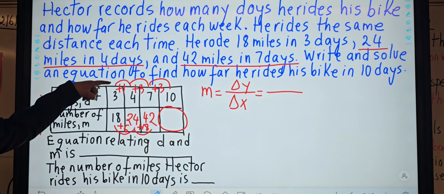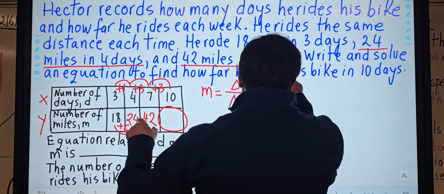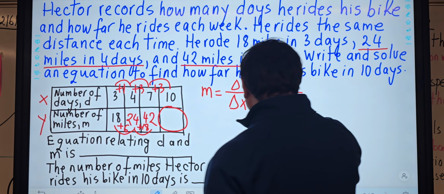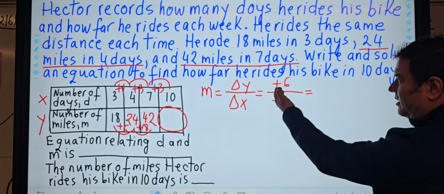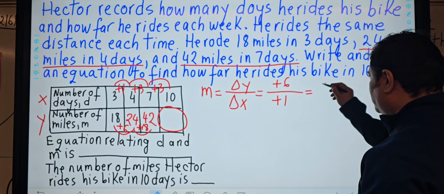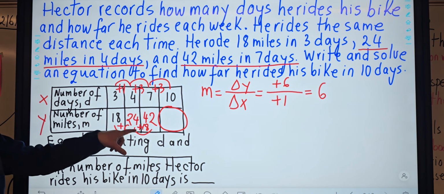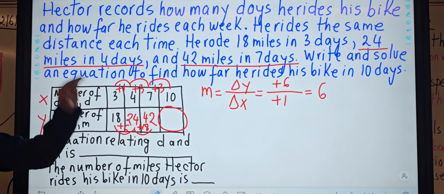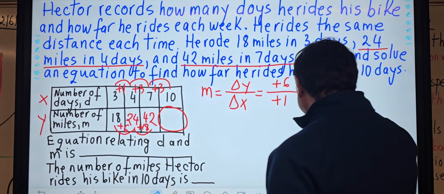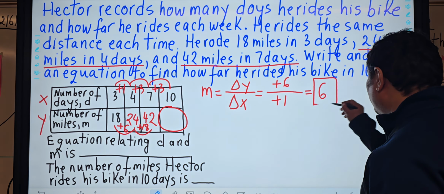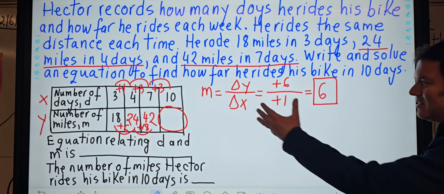Changes in y over changes in x: 6 divided by 1 is 6. And then let's see the next one. 18 divided by 3 is also 6. So 6 works so far. We can call that our m. The rate is 6 so far.